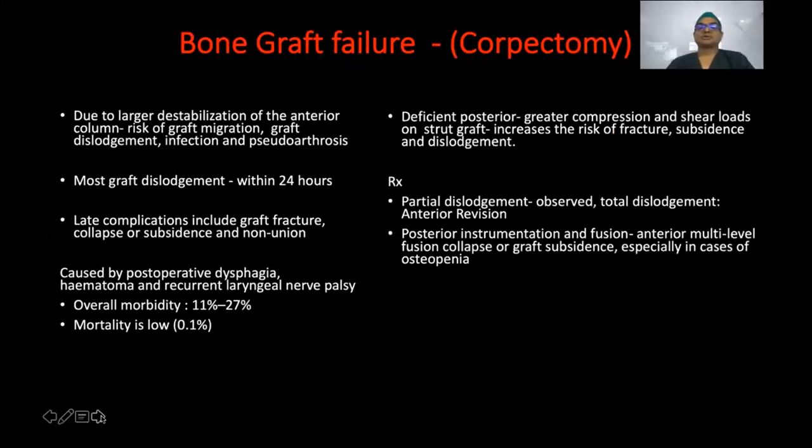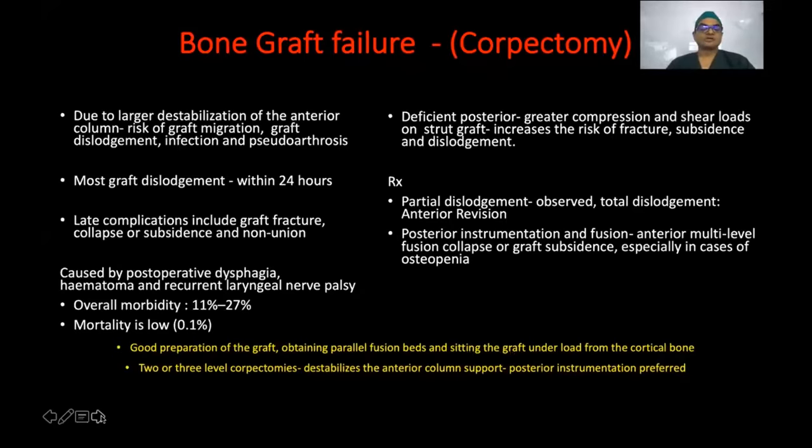When the posterior column is deficient, greater compression and shear loads on the strut grafts increase the risk of fracture, subsidence, and dislodgement. Partial dislodgement can be treated conservatively, while total dislodgement requires revision surgery. Posterior instrumentation and fusion are required when anterior multilevel fusion collapse or graft subsidence happens, especially in the case of osteopenia. This can be best prevented by good preparation of the graft, obtaining parallel fusion beds, and seating the graft under load from the cortical bone. Two or three level corpectomy should be supported by posterior instrumentation.